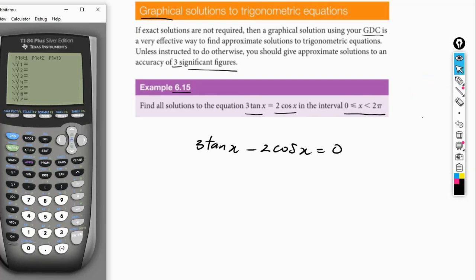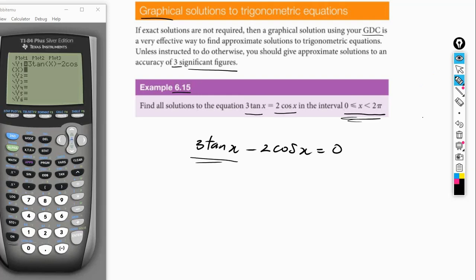So we go to y equals, and there we go, 3 tangent of x minus 2 cosine of x. Okay, but before we hit graph, we want to make sure we have an appropriate window. So the appropriate window would be in relation to the domain and range of this function. Now this function has tangent, so the range is all real numbers. So the range really doesn't matter here. But we do have to be careful with the domain. Notice that the domain is between 0 and 2 pi.